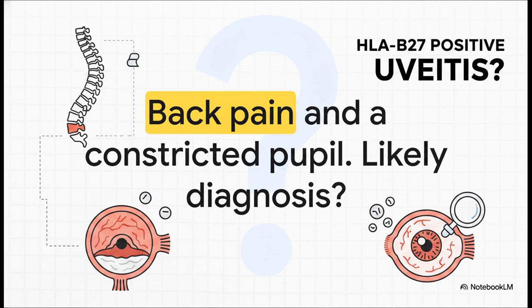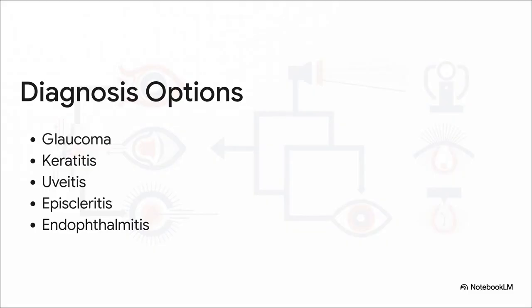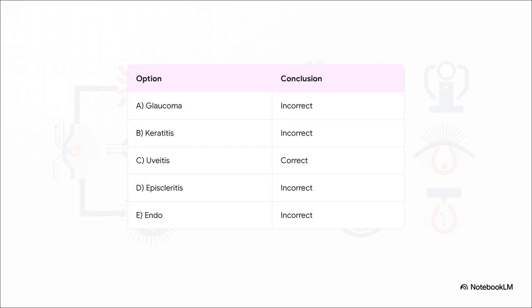What is the most likely diagnosis? Lock in on the absolute clinical markers here: the systemic lower back pain, the constricted pupil, and that distinct anterior chamber layering. Evaluate these 5 choices. Is it A, acute angle closure glaucoma, B, infectious keratitis, C, anterior uveitis, D, episcleritis, or E, endophthalmitis? Let's break this down to arrive at the precise diagnosis.